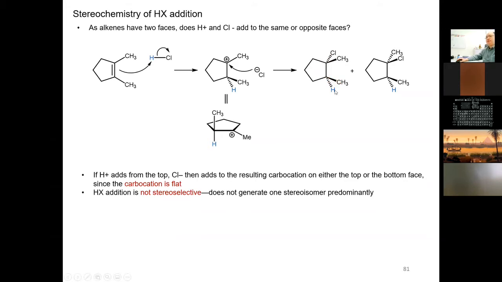So the conclusion is that HX addition is not stereoselective. It does not generate one stereoisomer predominantly. Both of these products will be generated.